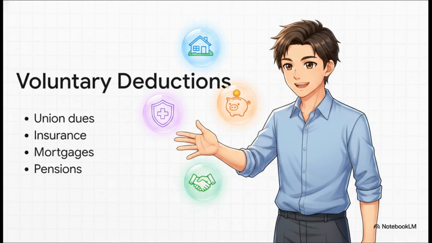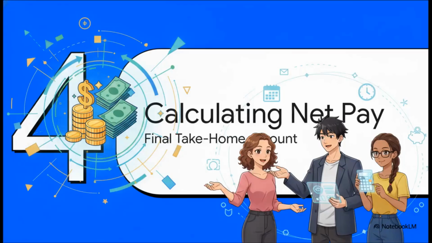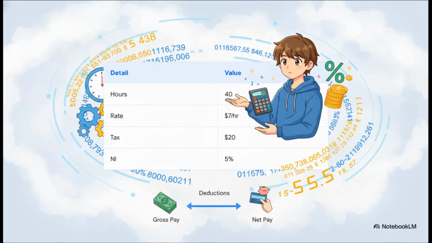But remember, unlike taxes, things like insurance premiums or pension contributions only happen because the employee specifically asked you to deduct them from their gross pay. All right, on to Section 4, calculating final net pay, final take-home amount. Now let's bring all this math into reality and see how these 3 pillars work in practice.